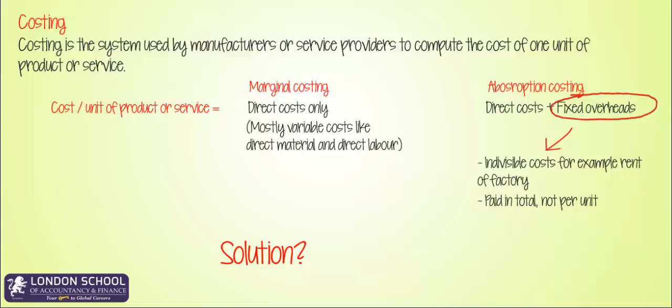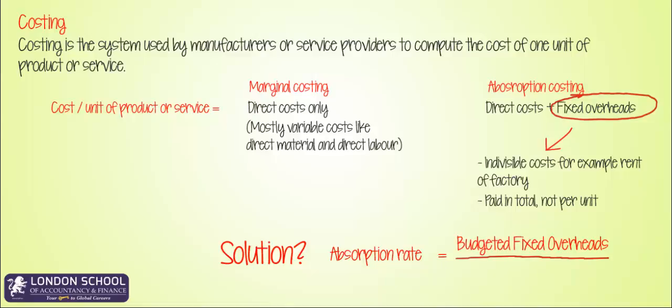The solution is we calculate an absorption rate. So what is the absorption rate? It is the budgeted fixed overheads divided by the budgeted activity level. What do we mean by that? Just take the total amount of overheads and divide by the number of units that we have produced in the factory. Here we go. That amount of overhead should be absorbed into every unit that we produce. So that's our absorption rate.